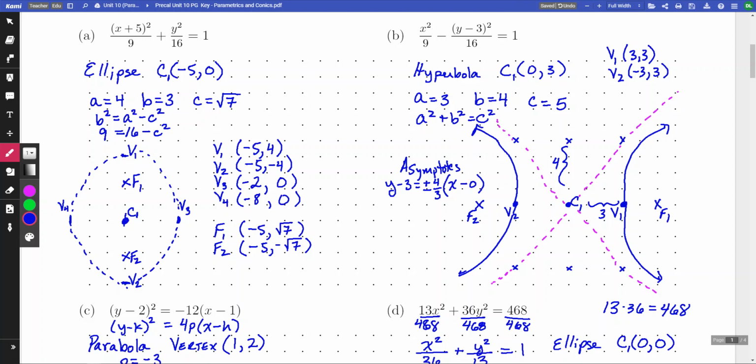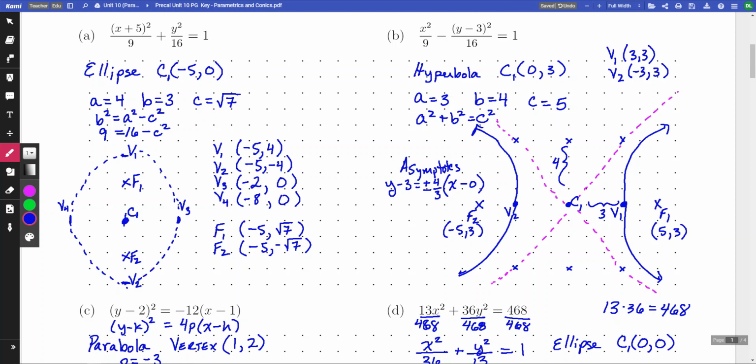And for my foci, I can write it down here: for focus 2, I'm going to be 5 units to the left of my center, so that's negative 5, comma 3. And focus 1, I'm going to be 5 units to the right. So that's going to be positive 5, comma 3. So now I have all the information for my hyperbola.